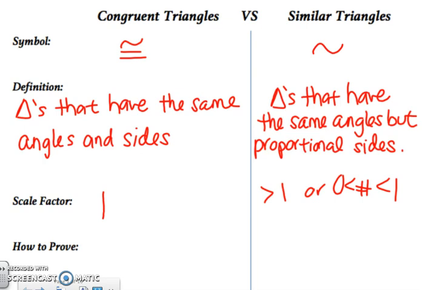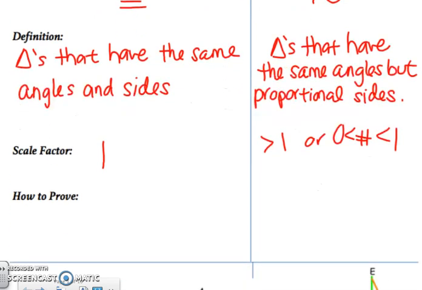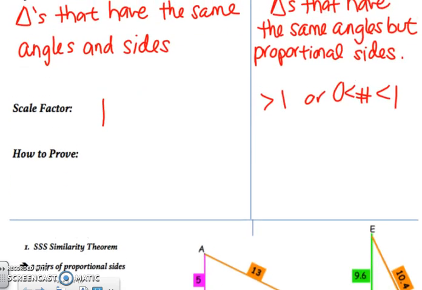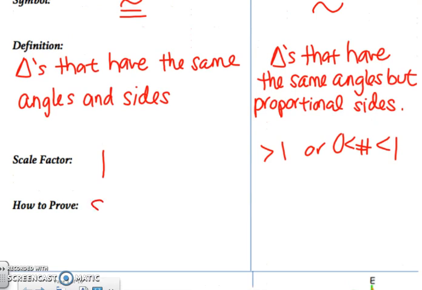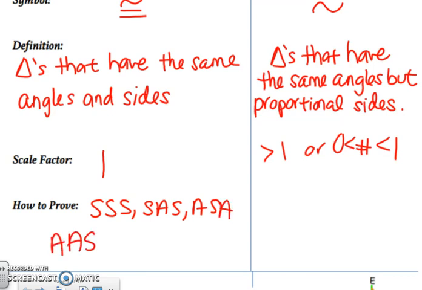Lastly, we proved congruent triangles. Remember, I gave it away. Remember, side, side, side; side, angle, side; angle, side, angle; angle, angle, side; and hypotenuse leg. So those are all the ways before that we proved triangles congruent. Guess what? We don't have to remember that many. There's just 3 of them.